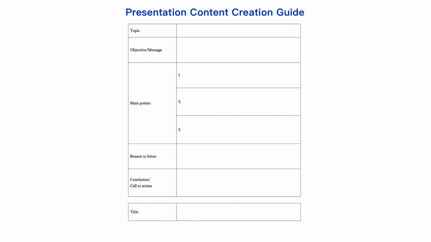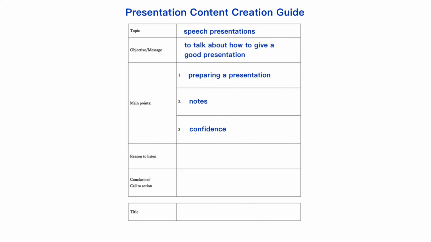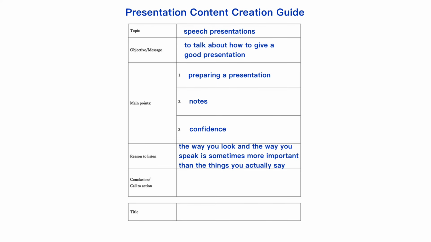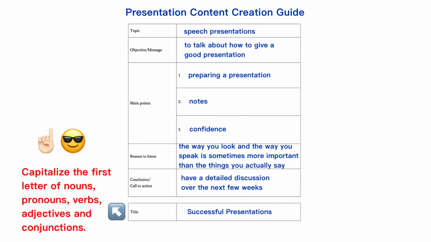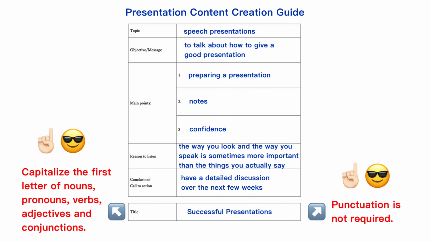Presentation Content Creation Guide. Topic, objective or message. Main points 1, 2, 3. Reason to listen. Conclusion. Call to action. Title. Capitalize the first letter of nouns, pronouns, verbs, adjectives, and conjunctions. Punctuation is not required.